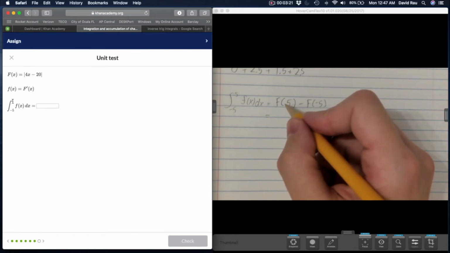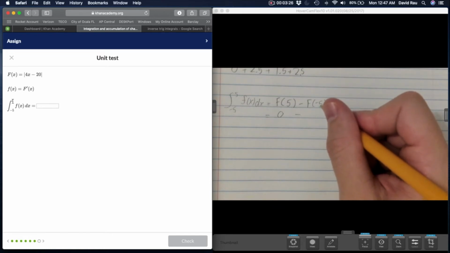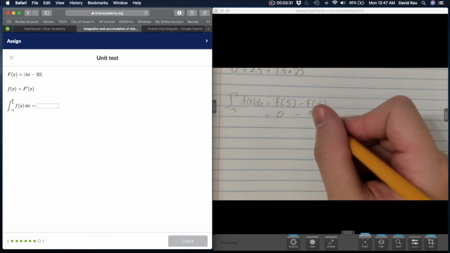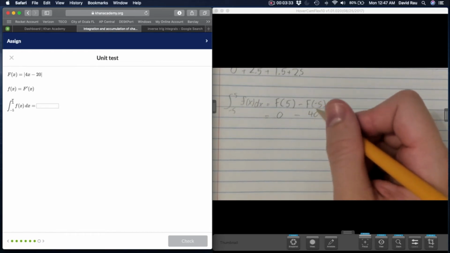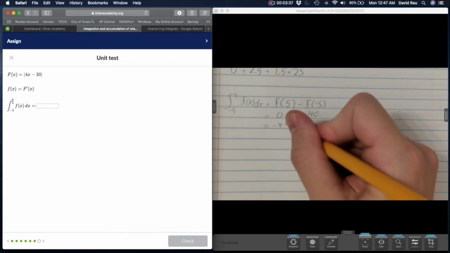If we plug 5 in, that would be 0, minus if we plug -5 in, that would actually be -40 inside the absolute value. It would absolute value to +40, but there's still a negative out front, so our overall answer is -40.